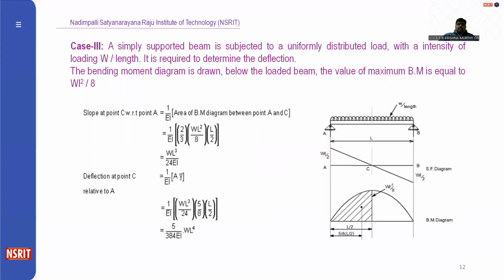So now let us consider a UDL on a simply supported beam for the entire length, with W as the load per unit length. So the first theorem states that the slope at point C is equal to 1 by EI, the area between A and C. So this looks like a triangle, a right angle triangle, 2 by 3 into WL square by 2. Yeah. So like this, I would find out the slope and deflection at C and A.